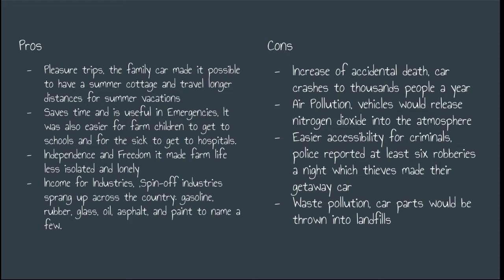Some cons. Increase of accidental death, so car crashes killed thousands of people a year. Air pollution. Vehicles would release nitrogen dioxide into the atmosphere. Easier accessibility for criminals. Police reported at least 6 robberies a night in which thieves made their getaway by car. Waste pollution. Car parts would be thrown into landfills.